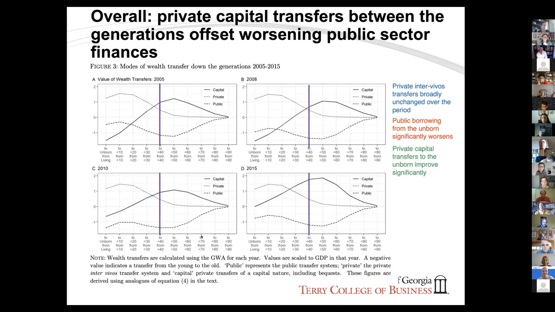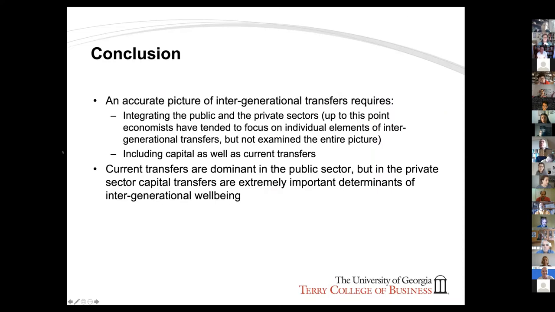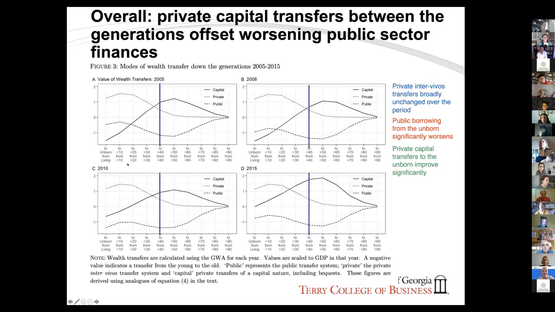But the surprise for us was the capital transfers. And you see here that the capital transfers started off negative. It started off negative. In other words, there was a net shortfall in capital. So if you took the total amount of the surplus capital of the elderly, capital that they weren't going to use to sustain their own consumption, it wasn't enough to finance the deficits of the young.